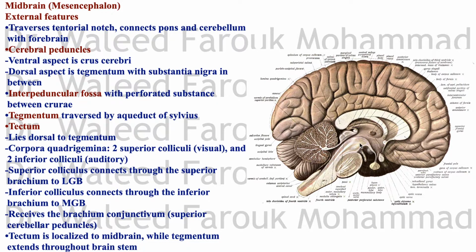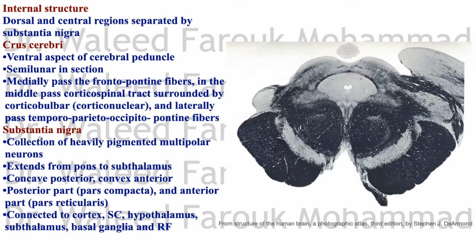The tegmentum is present in the midbrain, pons, and medulla. So remember, tectum and tegmentum, and the ventral aspect is the crus cerebri, or as a whole it's called the cerebral peduncle. The internal structure of the midbrain: this is the dorsum, and this is the ventral aspect of the midbrain. Dorsal and central regions are separated by the substantia nigra.